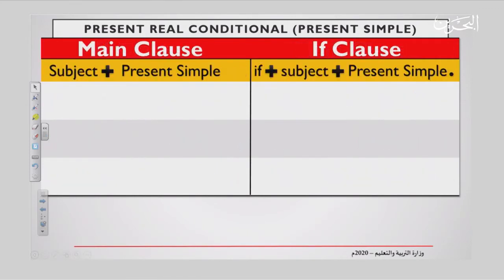And you can flip them. So you can start with the main clause and end with the if clause. You start with subject plus present simple, then if, and pay attention to the i in if. It is in lowercase, plus the subject, present simple, full stop. You become fit if you exercise. So the Y in you is capital, and there is no comma. The i in if is lowercase, and you end with a full stop.